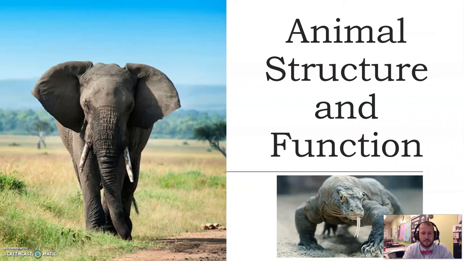Hey guys, today we are going to be talking about animal structure and function. Be sure you've got that note-taking sheet with you, and let's get started.